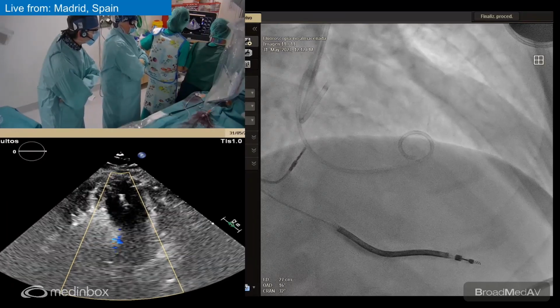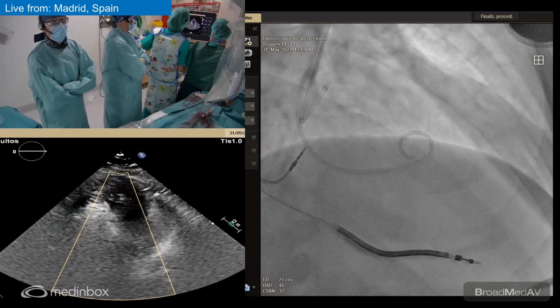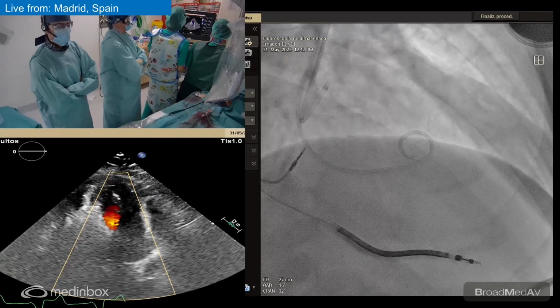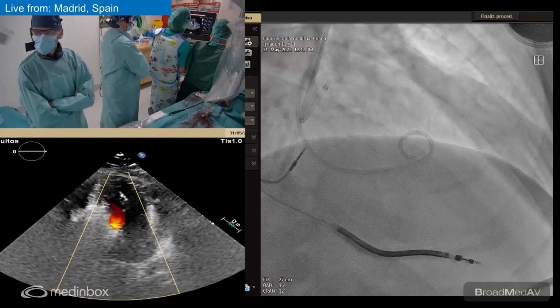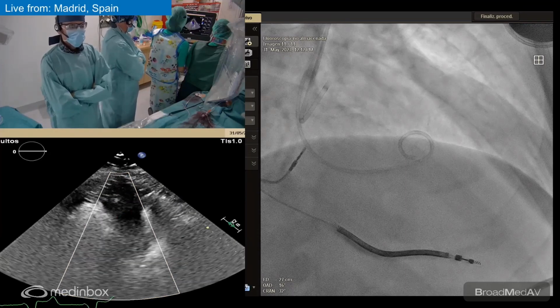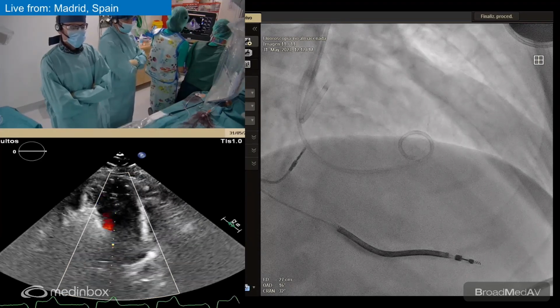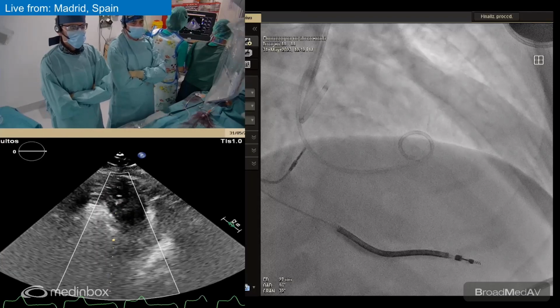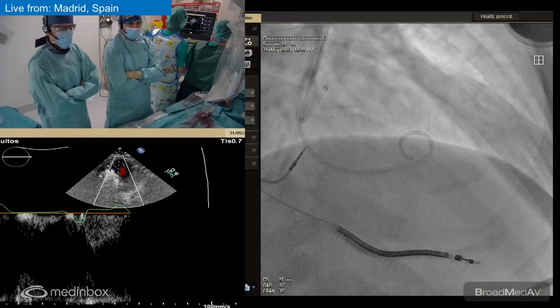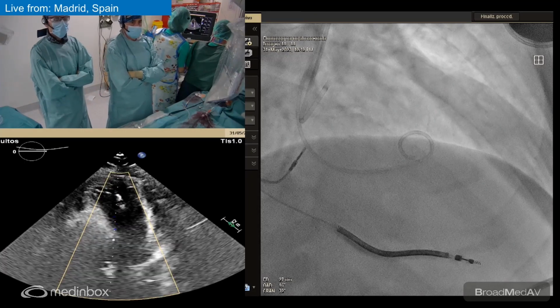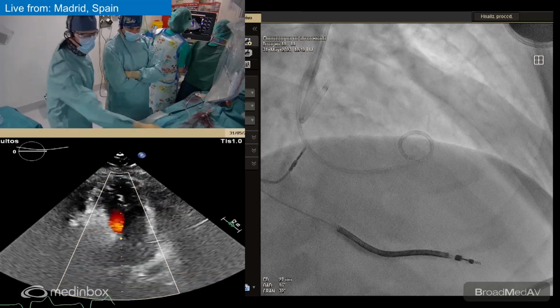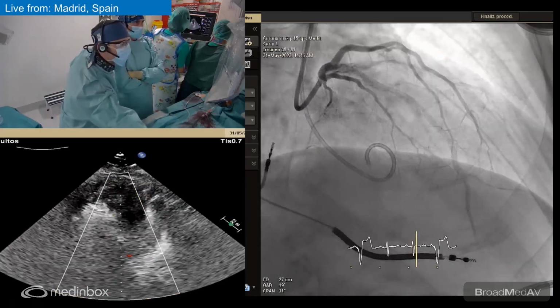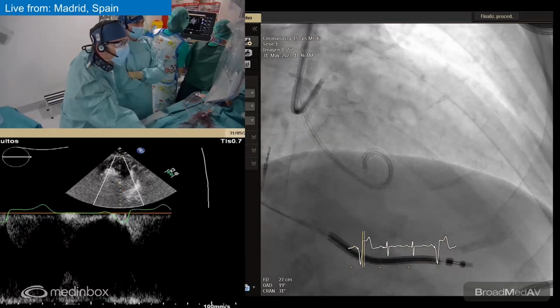So the acceleration is from the mid segment, and the highest velocity is basal. Here, mid basal. Yeah. Now let's see the other projections if we have another septal.